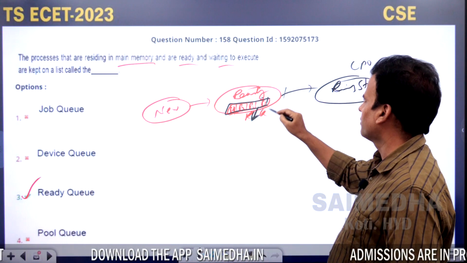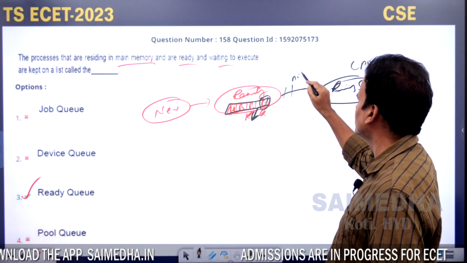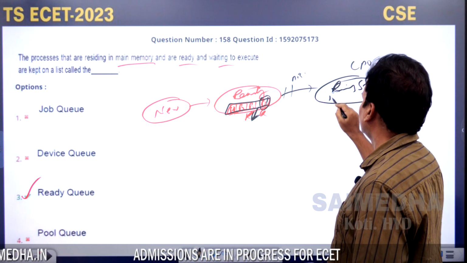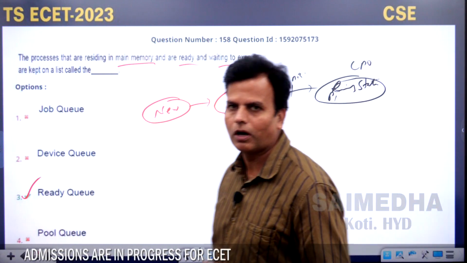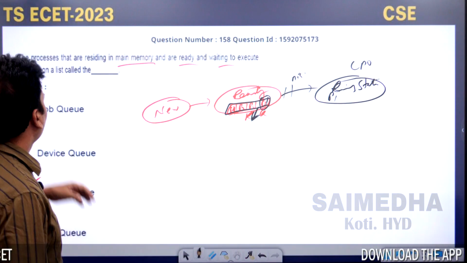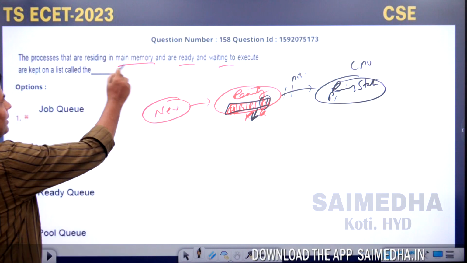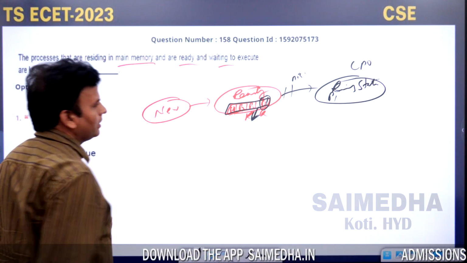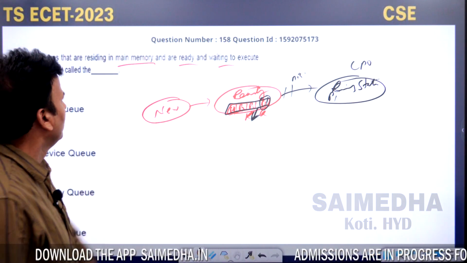So it is selecting this process, it is giving this information to the dispatcher, and the dispatcher is scheduling this process on the CPU. Hope you are getting this idea of how it is happening. So overall, the processes that are residing in main memory. Where is this ready queue state present, sir? Main memory, okay, fine.